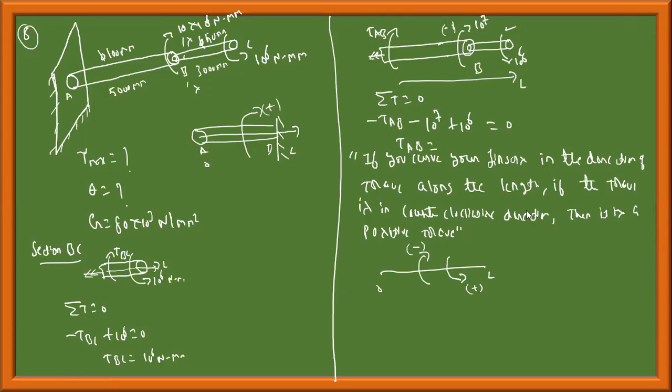Minus 9 into 10 power 6. Just by seeing 'tons' and writing only 10 power 100, it will go wrong. Be careful. Minus 9 into 10 power 6 Newton mm. Okay, TAB and TBC we got. It is asked to find the maximum torque.